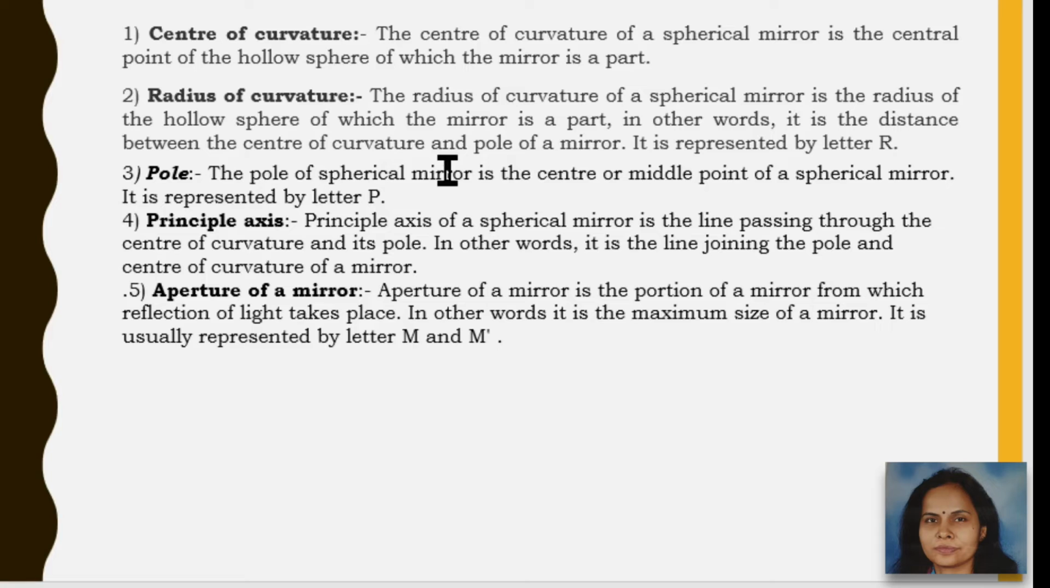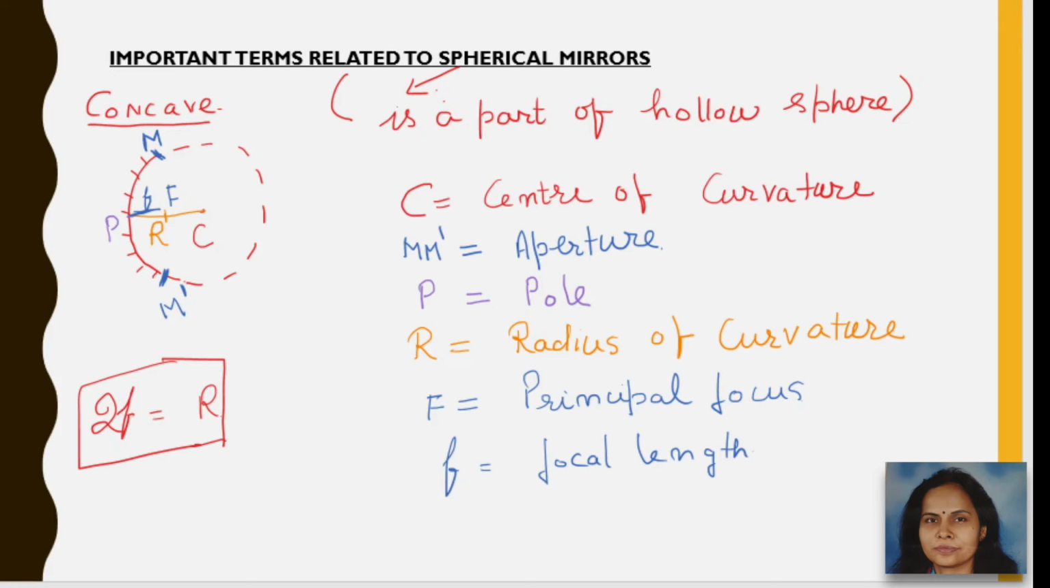Pole, we know, is the center of the reflecting surface. Aperture is the total length of the reflecting surface. Now, principal axis. So what is the principal axis? Here is a diagram for the concave mirror, so let me draw the principal axis for you.